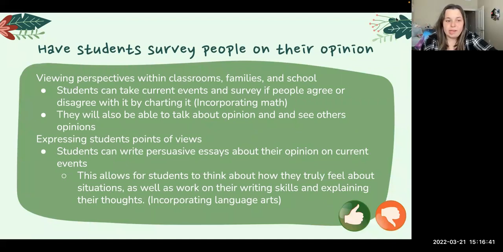Another way that we can incorporate it is by having students survey people on their opinions. A way we could do this is allowing students to view perspectives within classrooms, their families, and the school in general. Students can take a current event and survey if people agree or disagree with it by charting it, incorporating math, such as Francia said earlier, what's happening in Ukraine, seeing if people think that we should be helping or not, and making a survey out of that. And also, with that, they will be able to talk about their opinions and see what others think. So being able to form their opinions from everything that they've learned and seeing why other people think what they think.